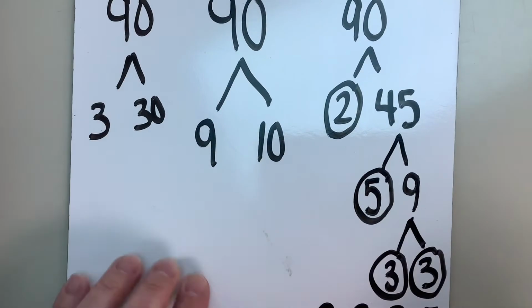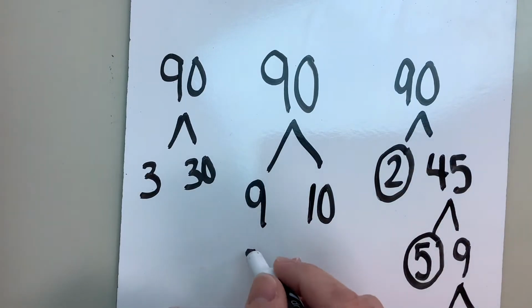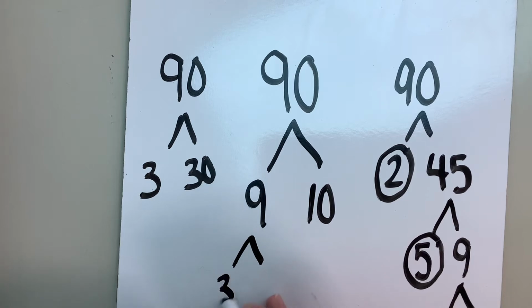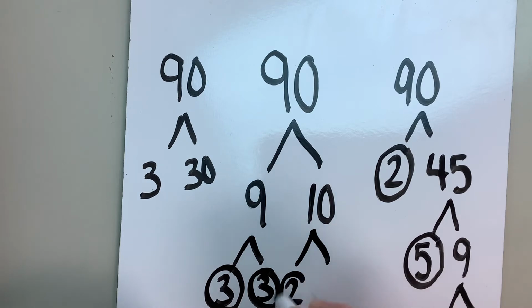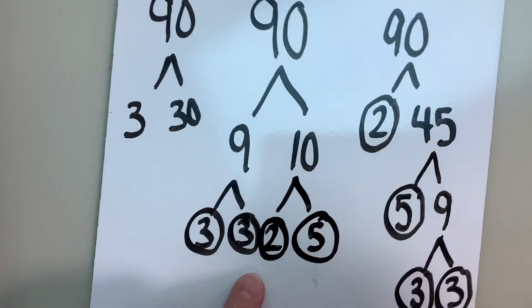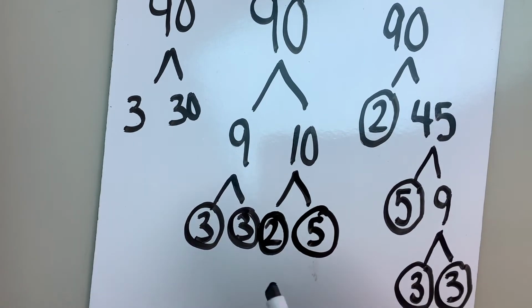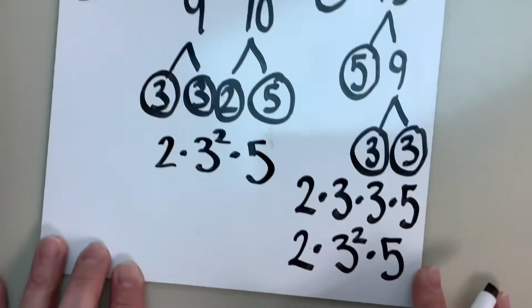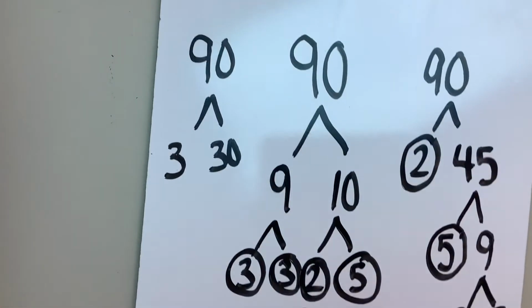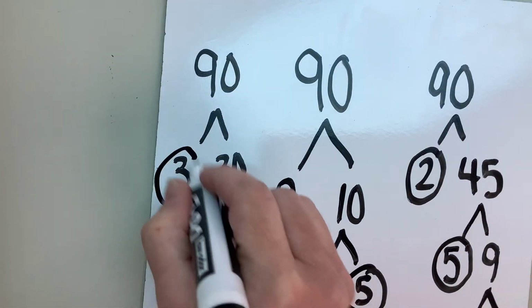Now, if we try some of these others, you're going to find out they will actually give you the same answer, the same prime factorization. It does not matter how you break it up. You can see when I broke up 90 this way, I got to my prime factorization a lot quicker. So there's my 2 times 3 squared times 5. Same answer though. And we could do it over here also.